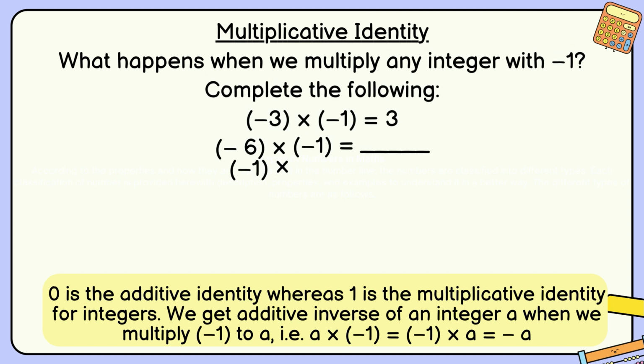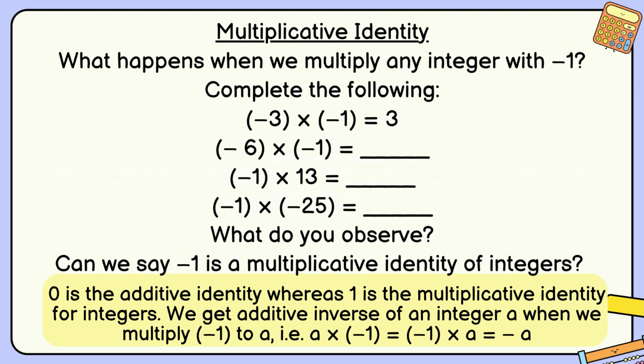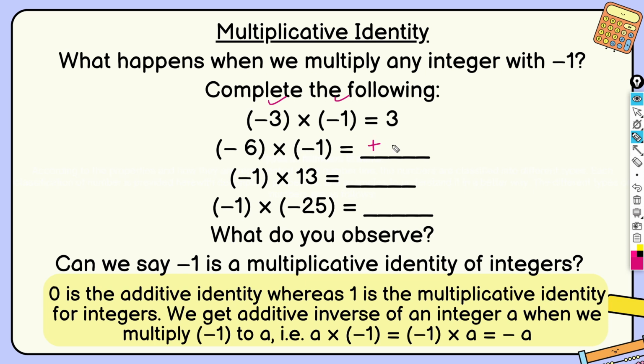Now we'll see what happens when we multiply an integer with minus 1. So here minus 3 into minus 1: minus into minus is plus, 3 into 1 is 3. In this case, minus 6 into minus 1: minus into minus is plus, 6 into 1 is 6. Here minus into plus is minus, 1 into 13 is 13. Here minus into minus is plus, 1 into 25 is 25. If you observe here, minus 3 became plus 3. In this case, minus 6 became plus 6. Here 13 became minus 13, whereas here minus 25 became plus 25.